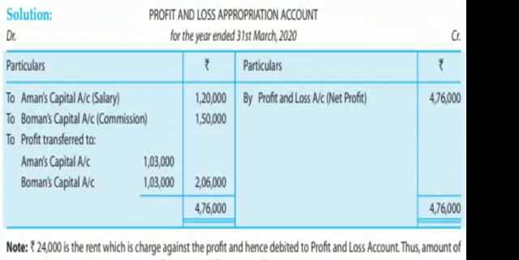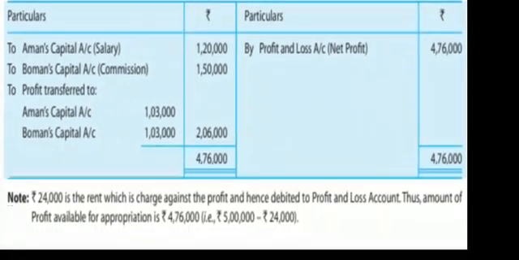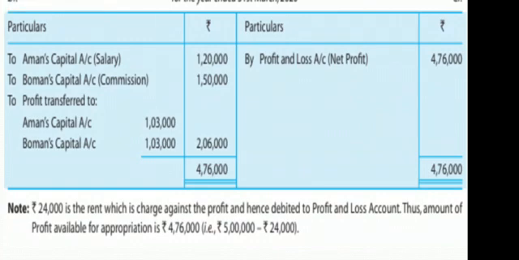Profit and loss appropriation account, don't forget to write for the year ended 31st March 2020, as we used to do in case of trading and profit and loss account. On the credit side, see here, the profit and loss account on the credit side we have written 4,76,000. Now comes the notes portion. In working notes we have shown rupees 24,000 is the rent which is charged against the profit and hence debited to profit and loss account. Thus amount of profit available for appropriations is 5 lakh minus 24,000, that is 4,76,000.